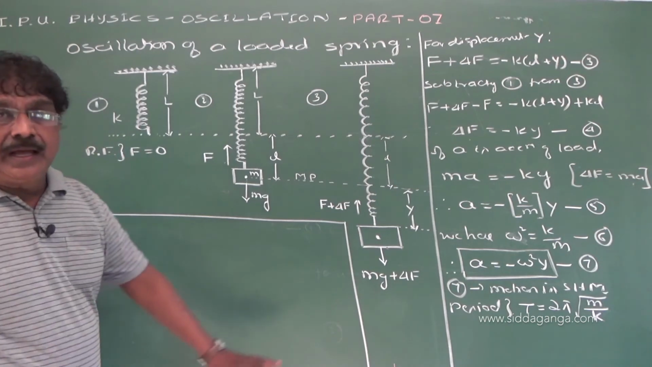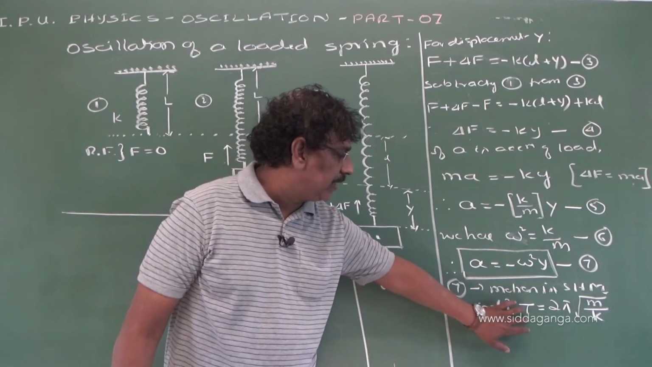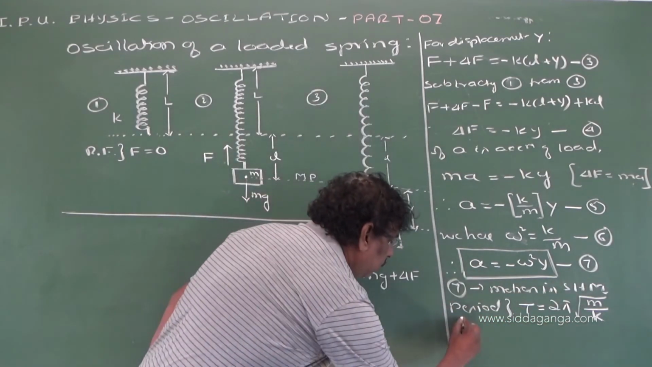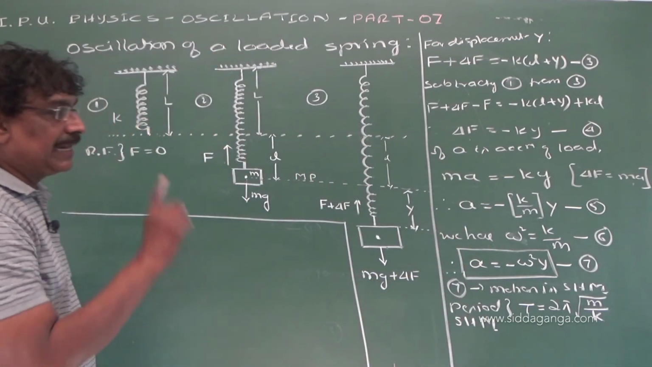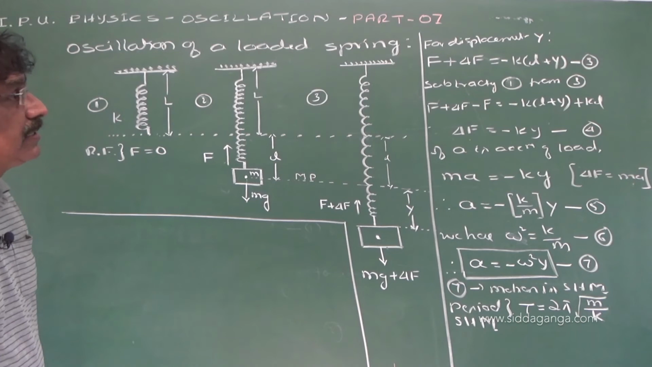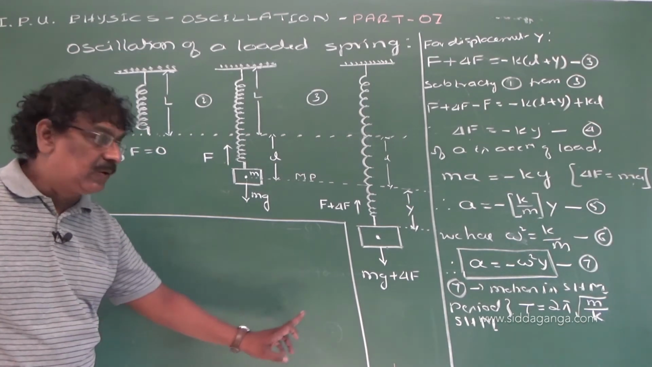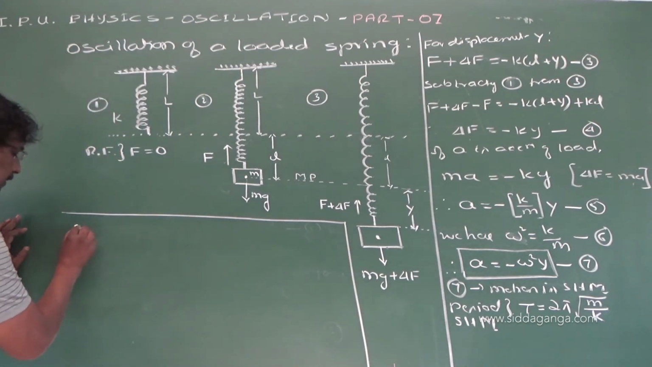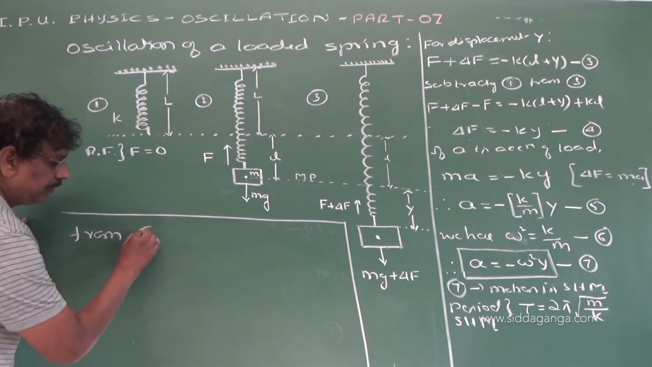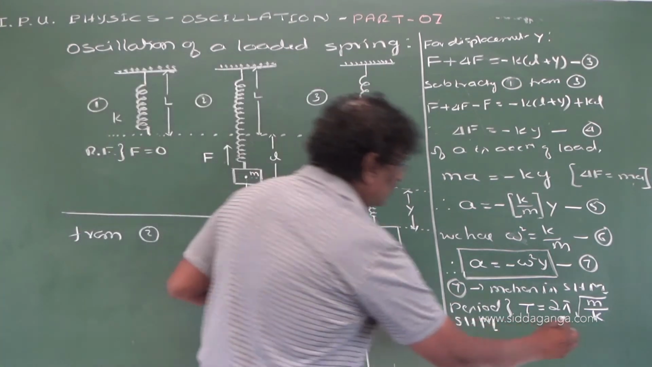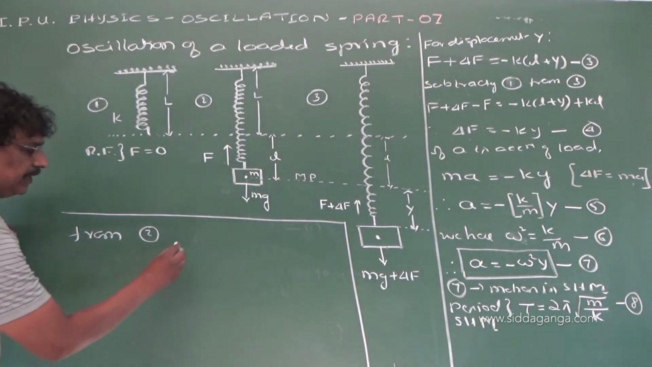Right. Now we have that period of simple harmonic motion, T is equal to 2 pi into square root of M by K. But remember, from equation 2, K is equal to mg by L, and I will take this as equation 8.